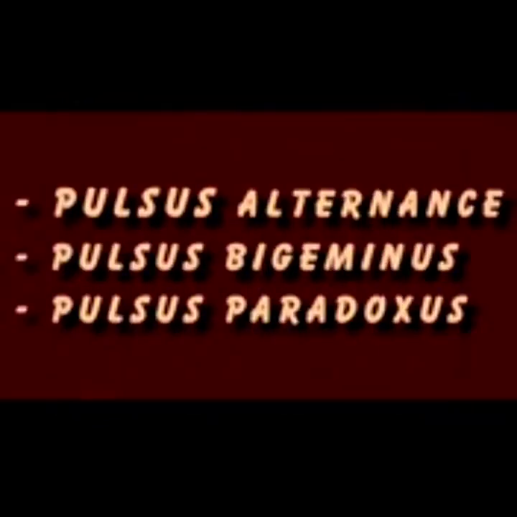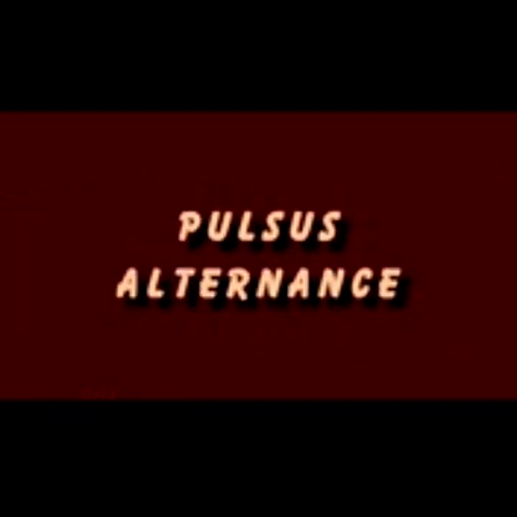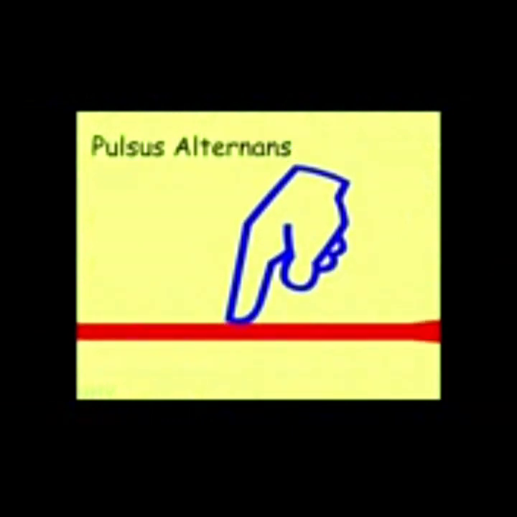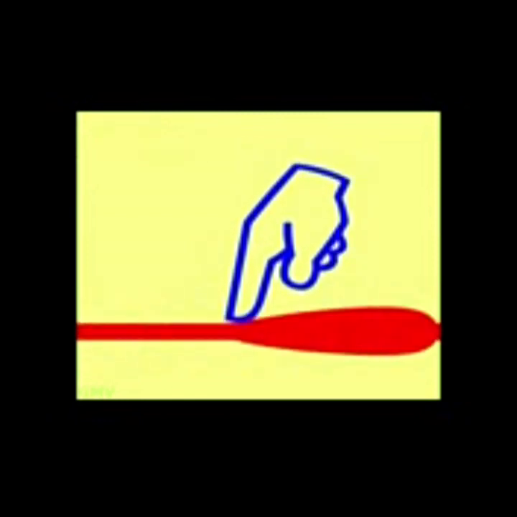Now we shall see some other patterns of pulse. Pulsus alternans. Here we feel alternate high volume and low volume pulse due to alternate normal and weak ventricular contractions seen in left ventricular failure. Note the alternate high and low volume pulse, though the rhythm is normal. This is pulsus alternans.